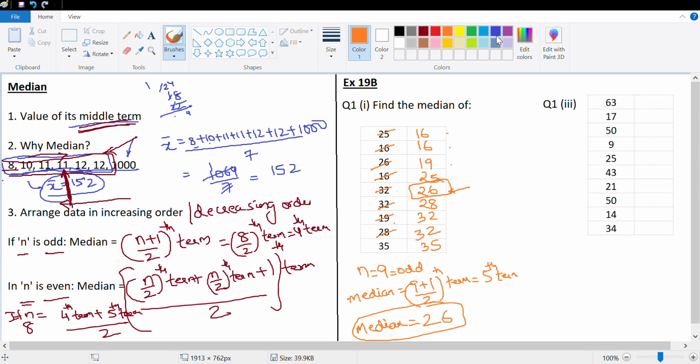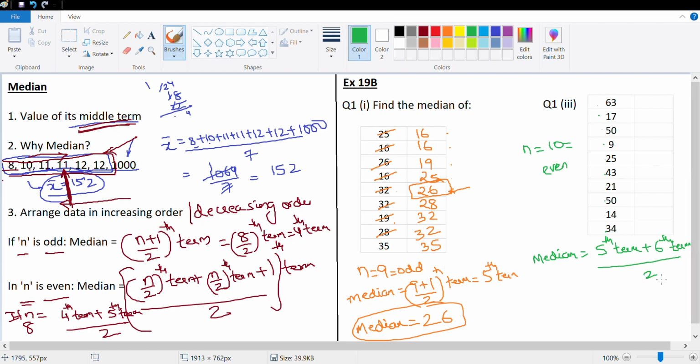The next question that we do is question number 1, part 3. In this case, 1, 2, 3, 4, 5, 6, 7, 8, 9, 10. N is equal to 10 in this example, which is even. So our median will be the (n by 2)th term, which is the 5th term, and the next term after that, which is the 6th term, upon 2.